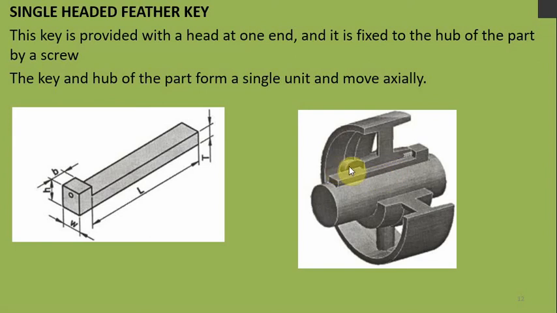Here you can see, this is the key, this is the key head. Here you can see a small screw. Through the use of the screw, it is connected to the hub. So this hub and this key act like a single unit.